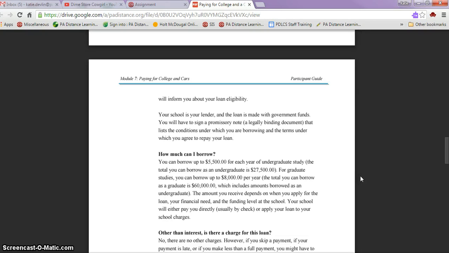You will have to sign a promissory note, a legally binding document that lists the conditions under which you are borrowing and the terms under which you agree to repay your loan.